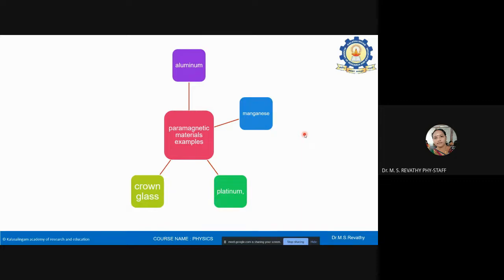So usually in optics experiments, we use some prism. The prism is made of crown glass. So why is the prism used? It is used to find out the dispersive power of a particular prism, with the help of white light.